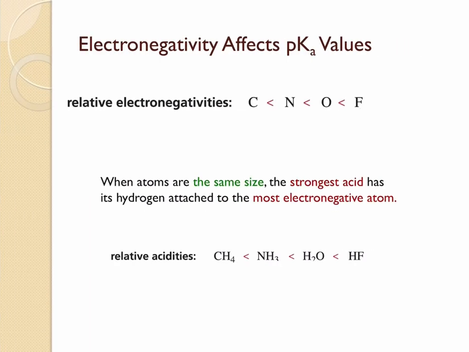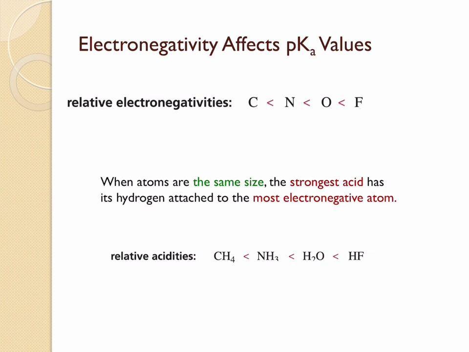First one is the electronegativity. Electronegativity is definitely going to affect the pKa values. Let's see how the electronegativity is going to affect the pKa values. When you're comparing the atoms in the same row, they are going to have pretty much the same size, right? And the strongest acid is the one which is attached to the most electronegative atom.